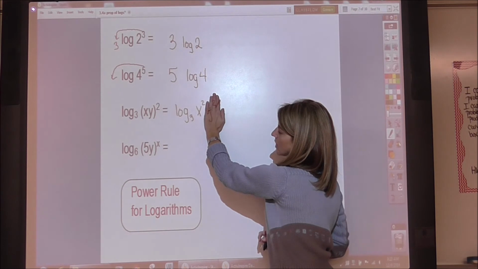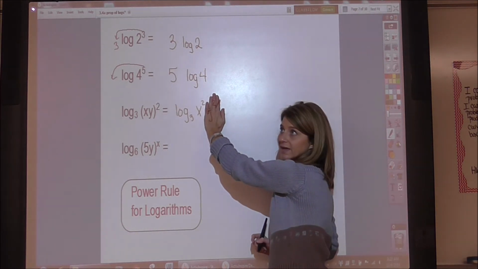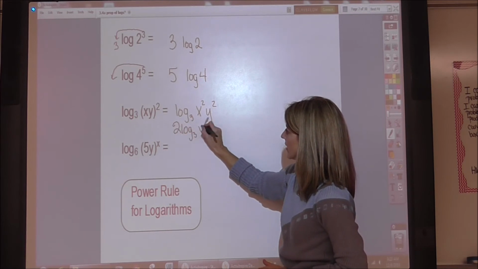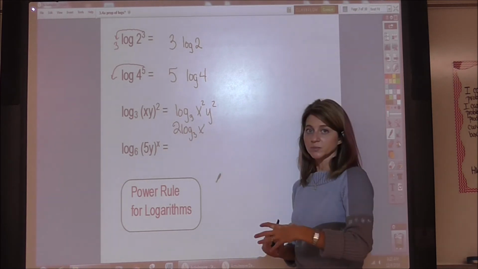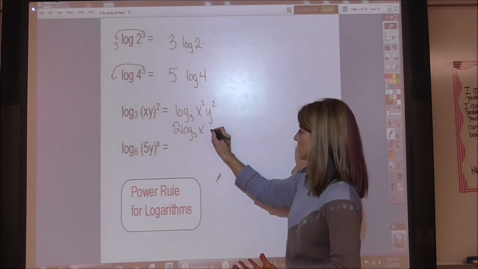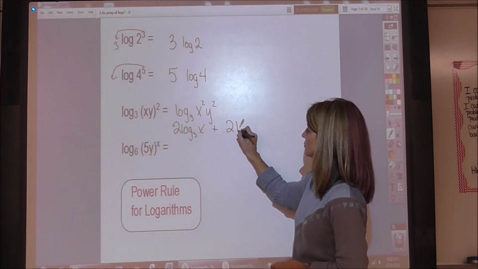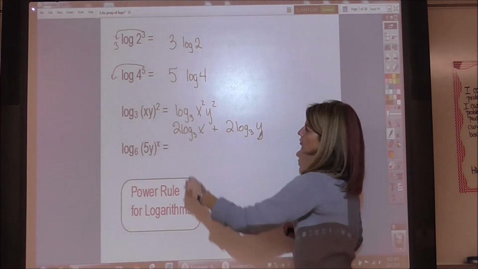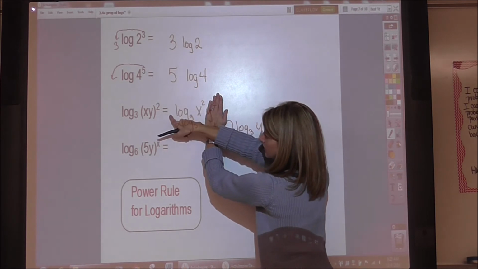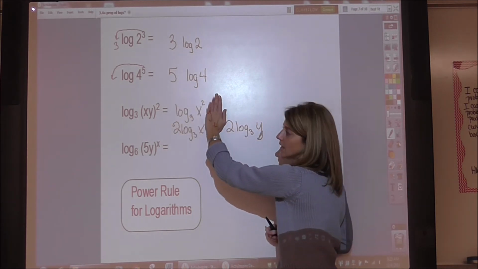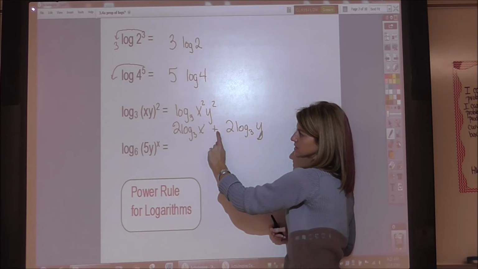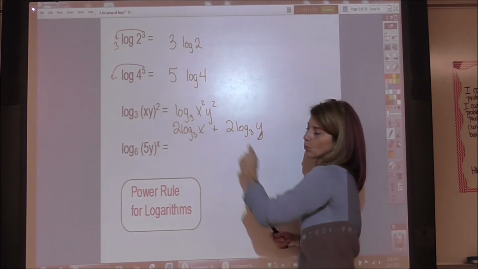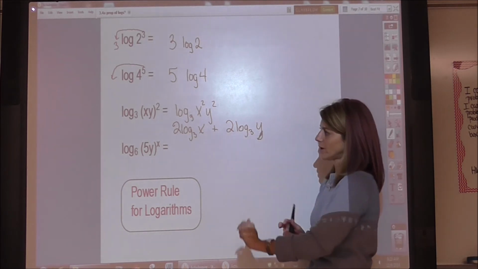If I just look at log base 3 of x squared, that 2 is going to come to the front. So 2 log base 3 of x. And remember what happens when we multiply? It's really an addition kind of thing. So plus 2 log base 3 of y. Remember, the 2 comes to the front here, 2 log base 3 of x. And when you have something multiplied, I'm expanding it by putting the plus sign in. And then this 2 comes in front of my y term, 2 log base 3 of y.